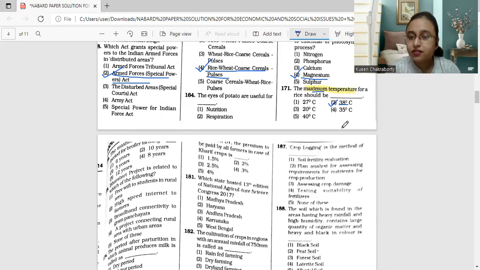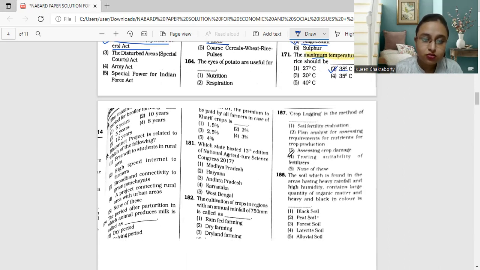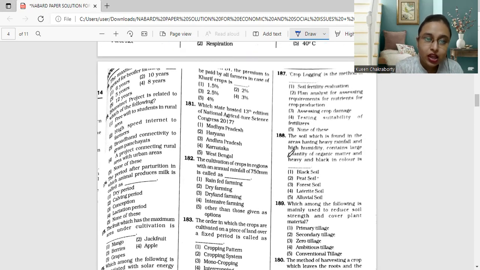Let me discuss wheat also with you all, since I'm also discussing rice. Wheat has a minimum temperature of 3 to 4 degrees centigrade, 25 is optimum, and maximum is 30 to 32 degrees centigrade. Okay. Next, we move on to the next set of questions.